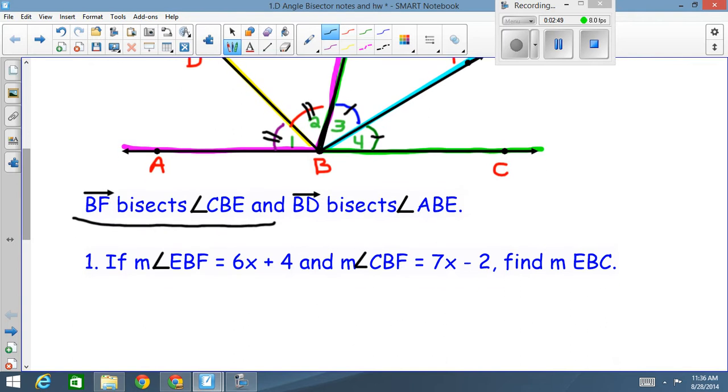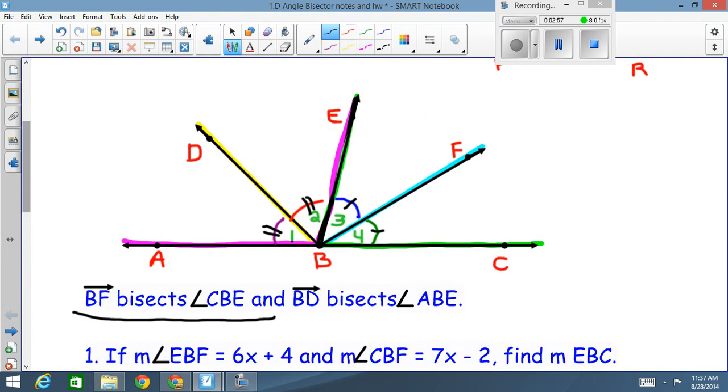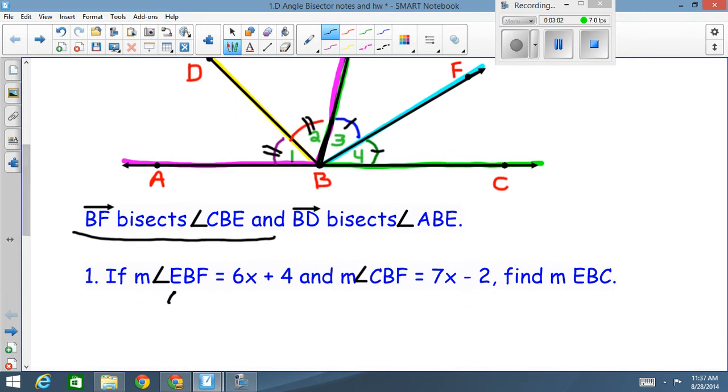So how's that going to help us solve a couple problems? Well, number 1, if angle EBF, start at E, through B, finish at F, that's also angle 3. So basically, angle 3 is equal to 6x plus 4, and CBF, which is the same thing as angle 4, is equal to 7x minus 2. Find the measure of angle EBC. Well, since 3 and 4 are congruent, we can go ahead and take 6x plus 4 and set it equal to 7x minus 2.